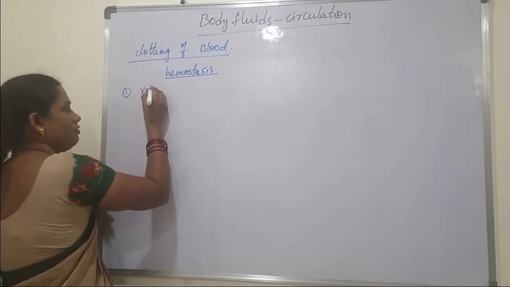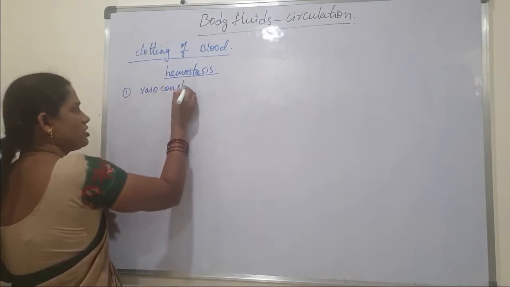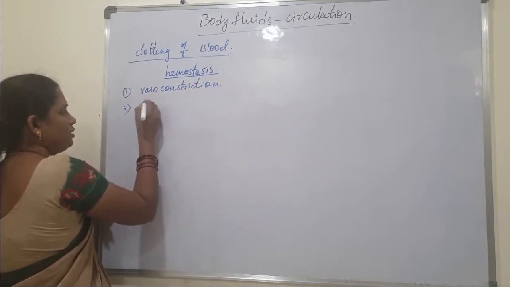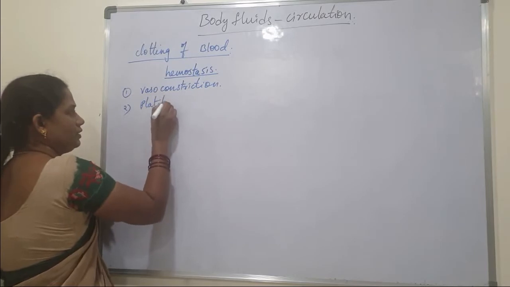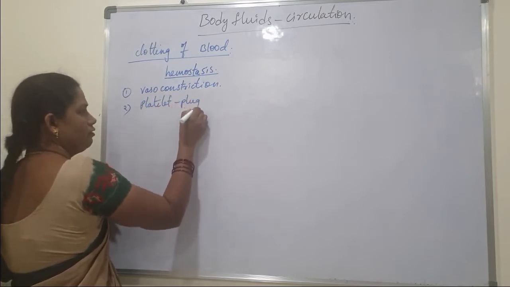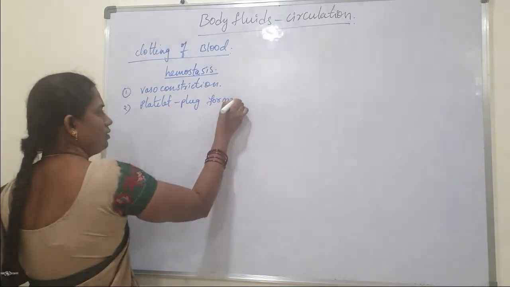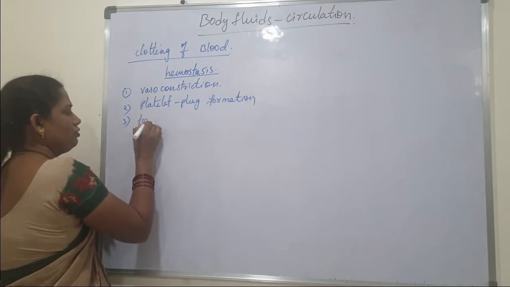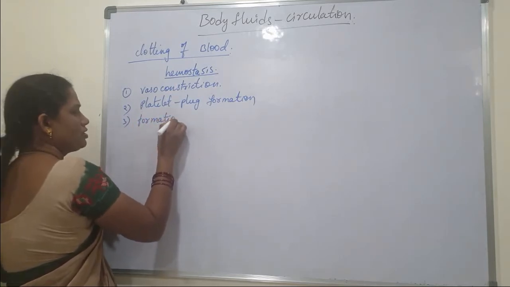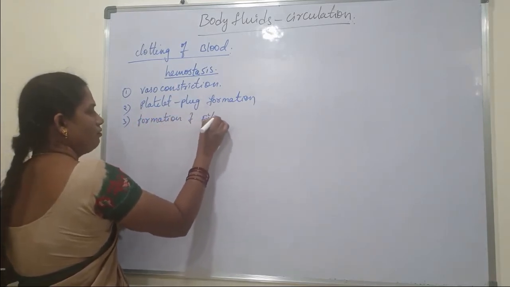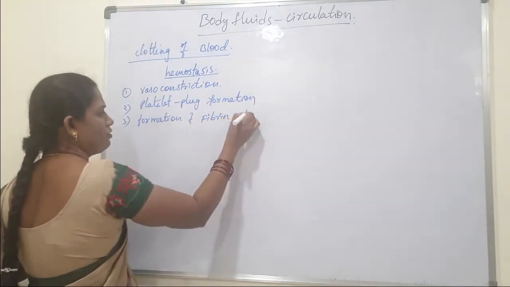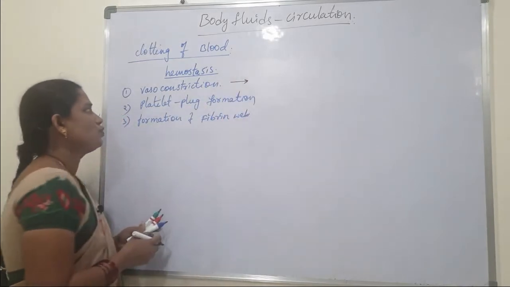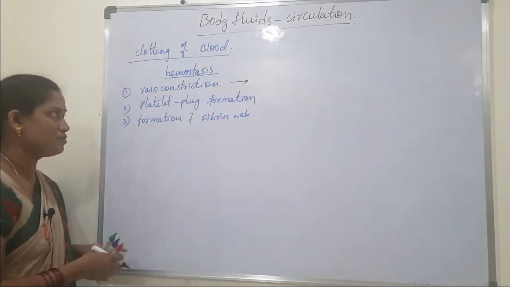First one is vasoconstriction. Second one is platelet plug formation. Third one is formation of fibrin web. So these three processes take place in our blood. First, we will discuss vasoconstriction.